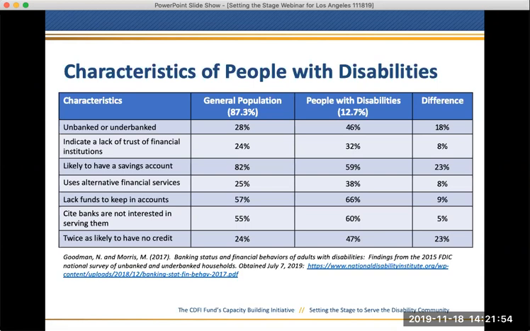For example, people with disabilities as a market were found to be much more likely to be underbanked, much less likely to have a savings account, more likely to use alternative financial services, lack funds for a deposit account, and are twice as likely to have no credit. But as you will hear from our CDFI presenters during the face-to-face session, their loan repayment rates are great. AT loan programs are a great example of that.